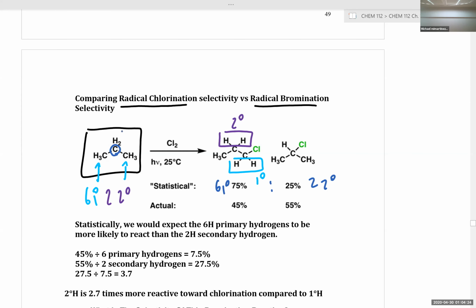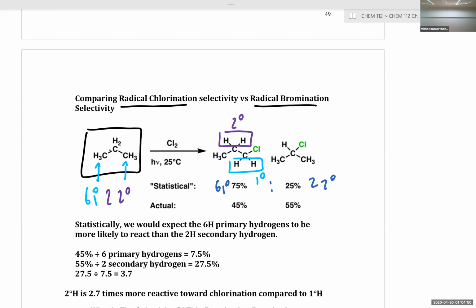Does that make sense? Did that address your question? So you look at the carbon that substituent is attached to. Yes, exactly right. So a primary hydrogen is attached to a primary carbon. That's exactly right. Did that clear up the question?